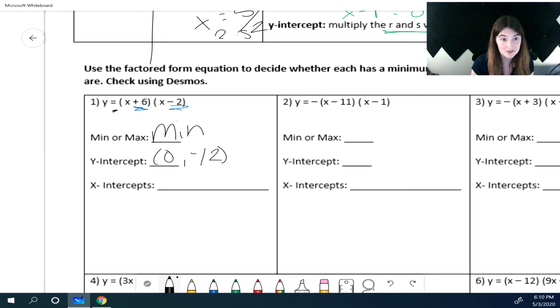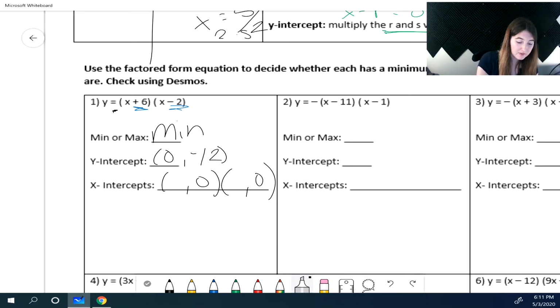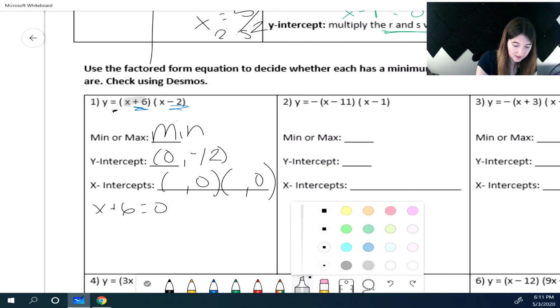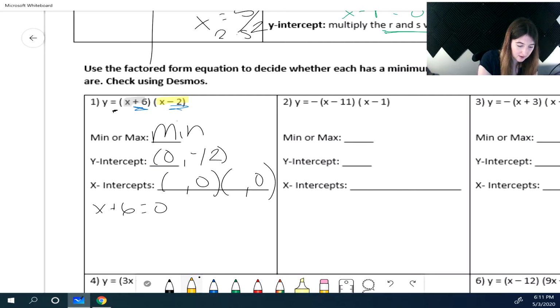Our x-intercepts means that x is a number, y is 0. But we've got to set it up. We're going to set it up down below, because we've got to take this guy, x plus 6 equals 0, and find what x is. And we've got to take this guy, x minus 2, and set it equal to 0, and find what x is to find both of our x-intercepts.